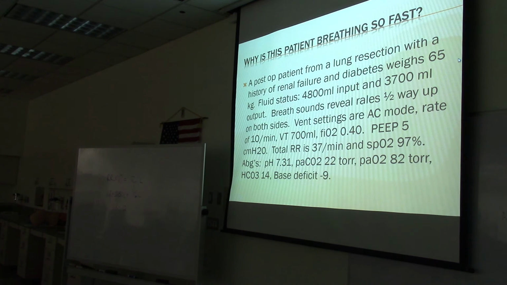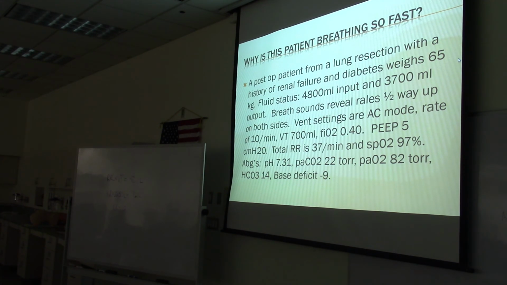All right, why is this patient breathing so fast? A post-op patient from a lung resection with a history of renal failure and diabetes, that's a lot of comorbidities there, weighs 65 kilograms. The fluid status shows 4,800 ml input, 3,700 ml output. Breath sounds reveal rales halfway up on both sides. Do you see what's happening here?